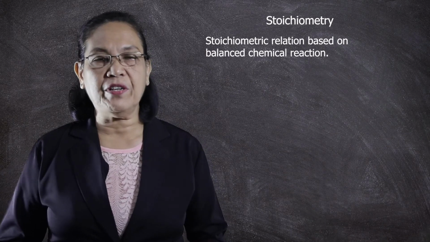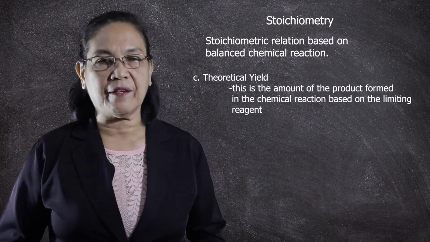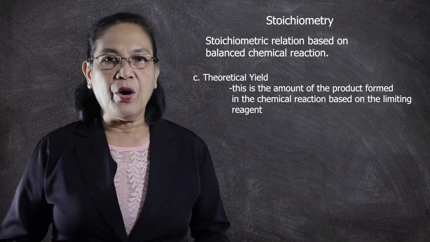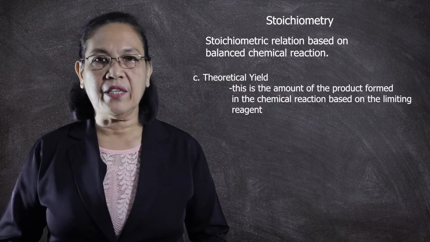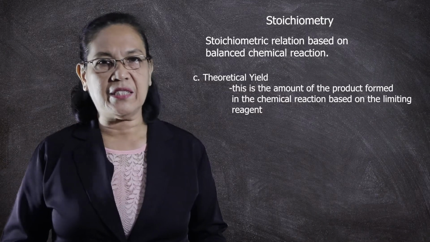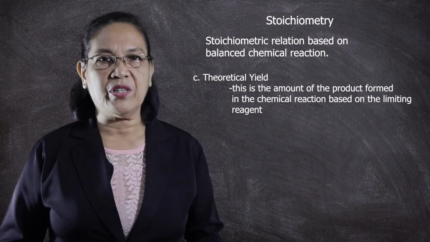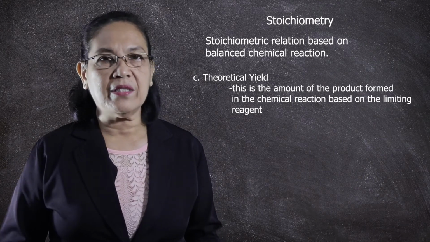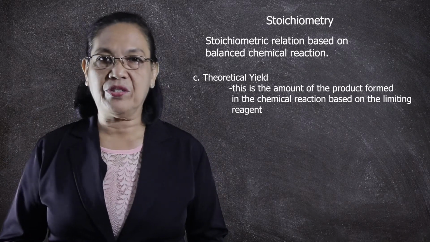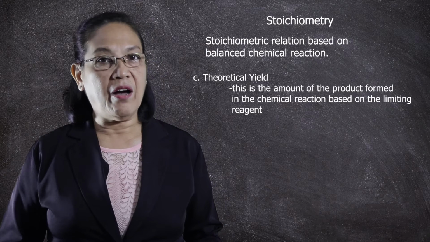Another application of the stoichiometric relation based on chemical reaction is finding the theoretical yield. The theoretical yield is that amount of the desired product which can be obtained based on the limiting reagent. In that particular problem that we have just discussed, finding the limiting reagent and the excess reagent, given that there is 15 grams of iron reacting with 20 grams of oxygen, we computed that the limiting reagent is the iron.